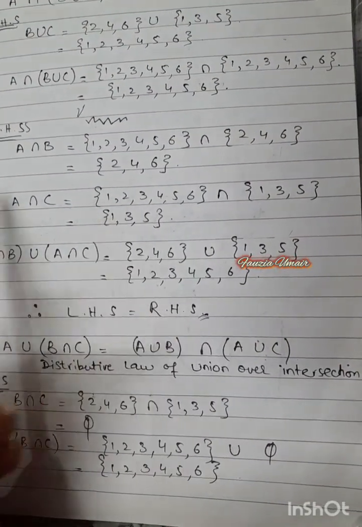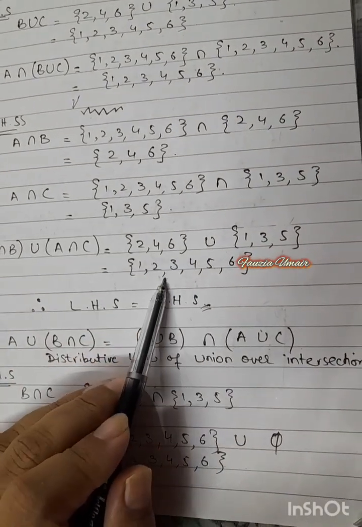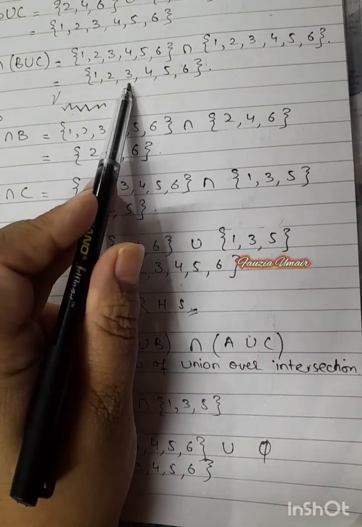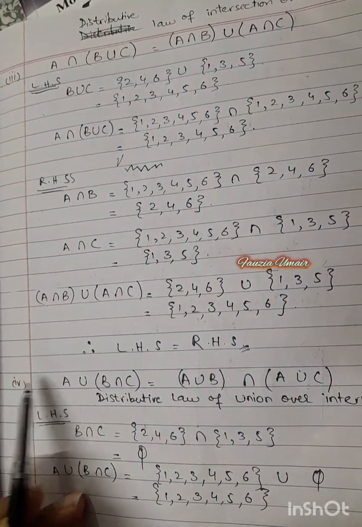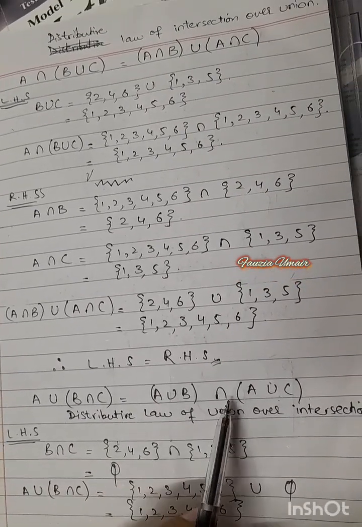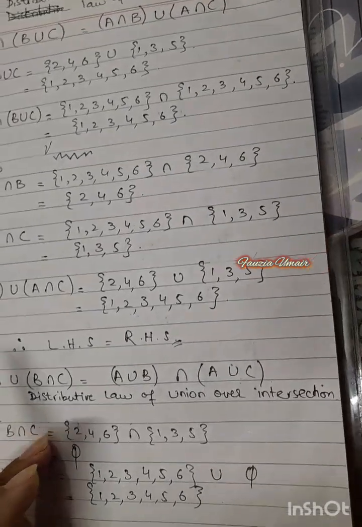Intersection is common elements, so you need to find those. So now take the union of the two sets. 2, 4, 6 union 1, 3, 5. So it will become the same set as it is for the left hand side. Moving on to question number 4. Question number 4 is distributive law of union over intersection.